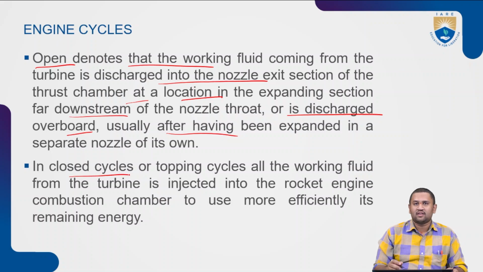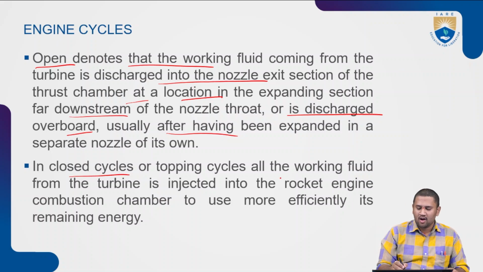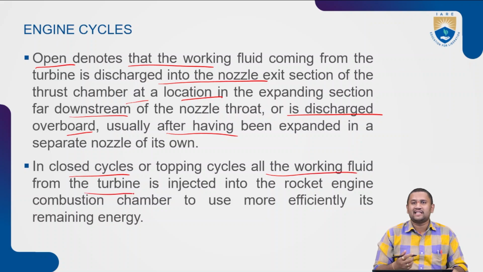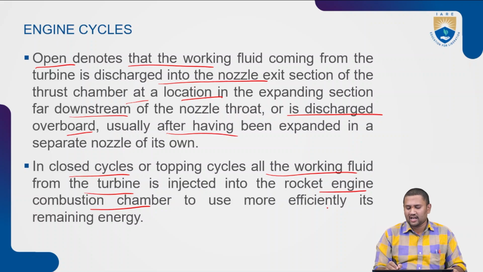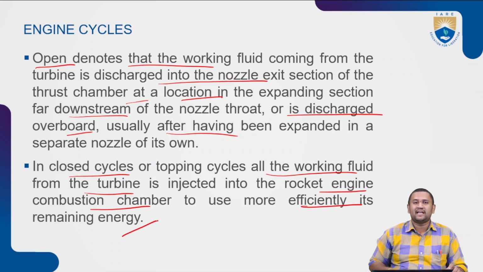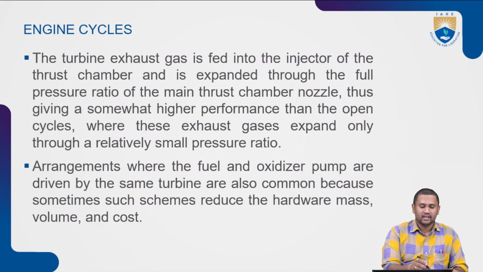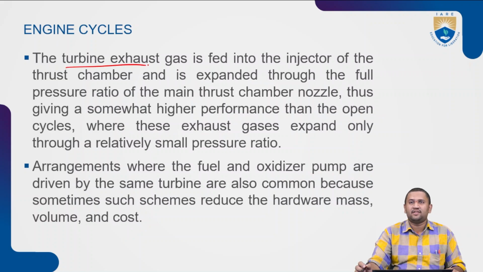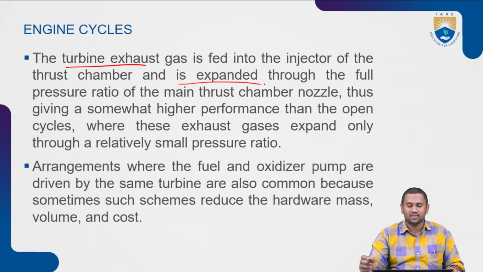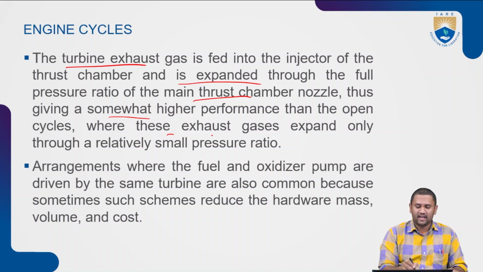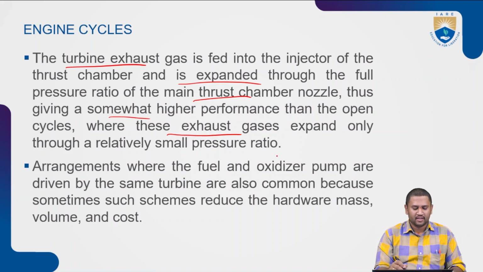In closed cycles, also called topping cycles, all the working fluid from the turbine is re-injected into the rocket engine's combustion chamber to use any remaining available energy more efficiently. The turbine exhaust gas is fed into the injector of the thrust chamber and is expanded through the full pressure ratio of the main thrust chamber nozzle, thus giving somewhat higher performance than the open cycles, where exhaust gases expand only through a relatively small pressure ratio.